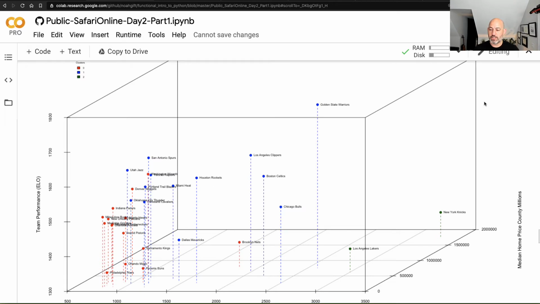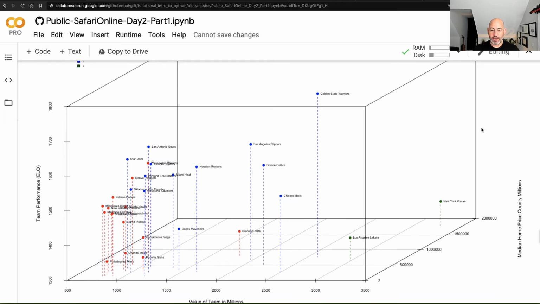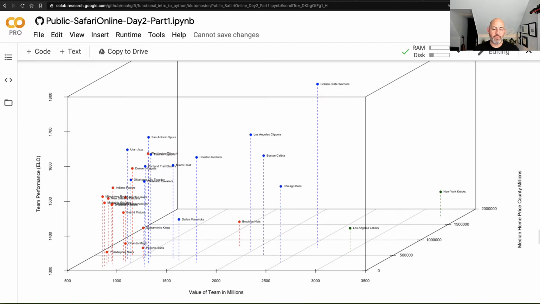And let's look at the different axes. So on one axis, we have the ELO. So the higher up you go, the better you are as a team. And at the time, the Golden State Warriors were exceptionally good. They beat everybody in the NBA. Likewise, the New York Knicks and the Lakers were very bad teams at the same time.